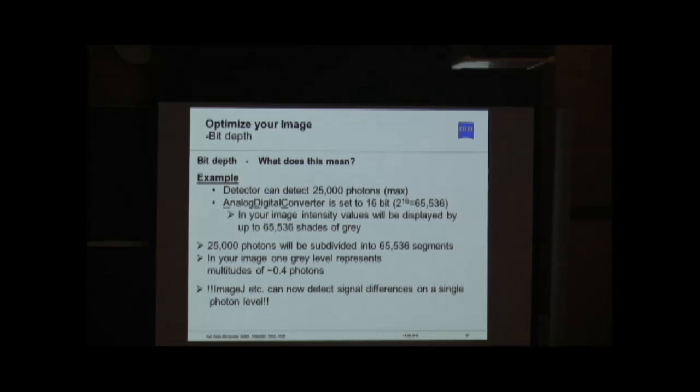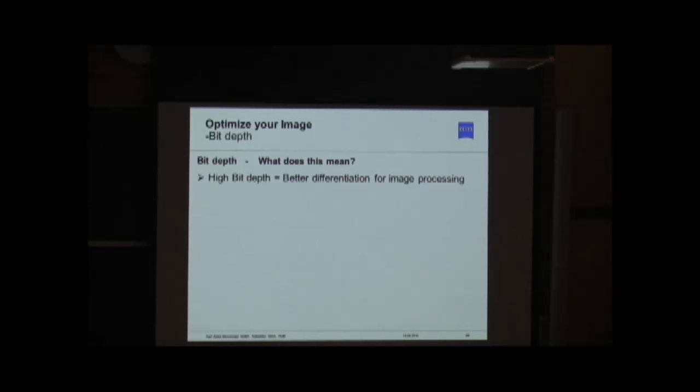That means that ImageJ or any other software can now detect signal differences on a single photon level. Before, that was not possible, because you had increments of 98, and now we have increments of 0.4 photons. So bit depth means that if you have a high bit depth, you can better differentiate certain expression differences or protein or staining differences in your image if you do some image processing afterwards.